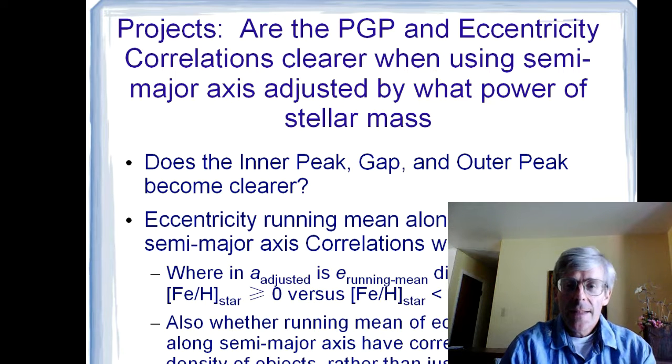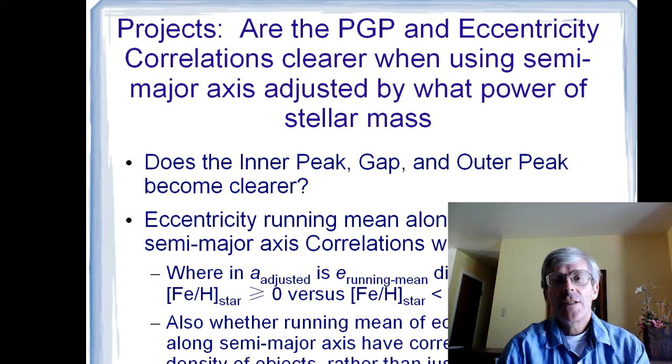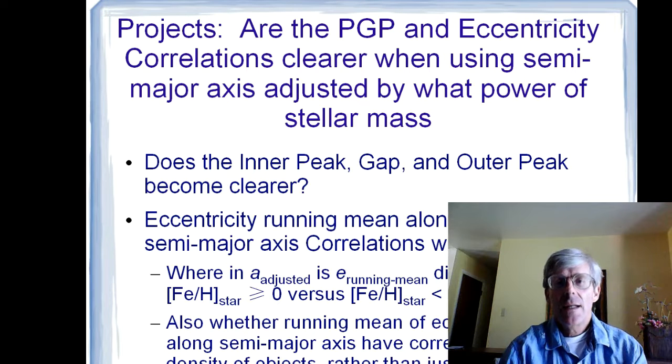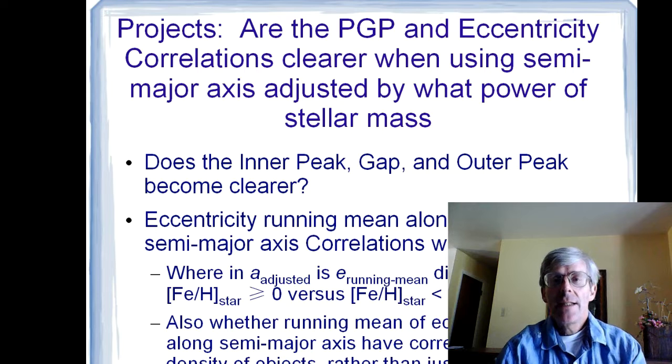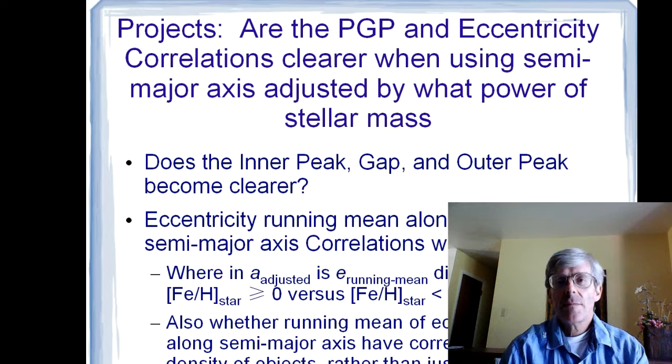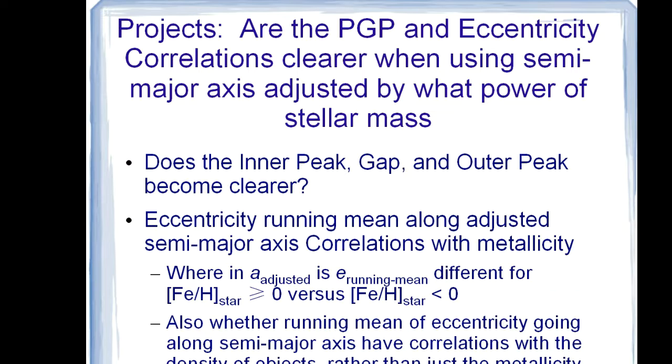Hi, I'd like to evaluate if two features that I found along the semi-major axis become clearer when adjusting the semi-major axis by dividing by the square root of the stellar mass, or is there another optimal adjustment by the stellar mass? And the two features are the peak-gap-peak feature and the eccentricity correlations.